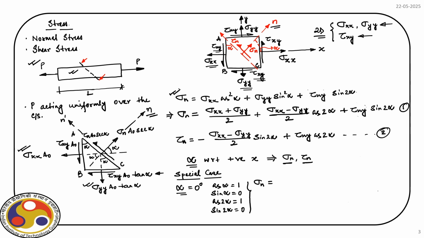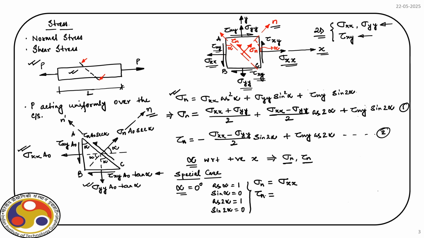So, first term cos alpha is 1. So, cos square alpha will be also 1. So, we will have sigma xx. Second term sin alpha is 0, sin square alpha is also 0. So, we will have no component of sigma yy. Then sin 2 alpha is also 0 and there will be no component of shear stress, and which is logical because the plane for alpha equal to 0 is defined by its normal, which is along the positive x, and we have only sigma xx acting along that direction. Now, what about tau n?